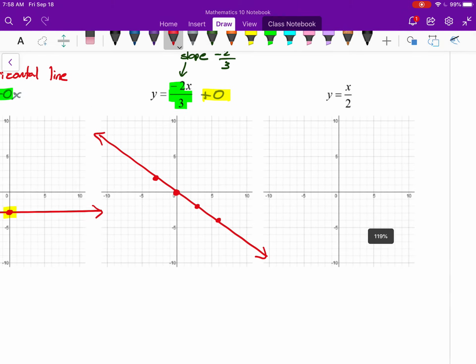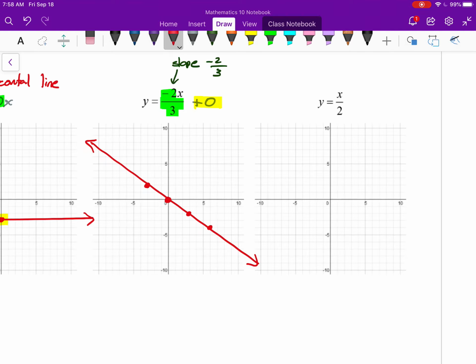All right, last one on this front page. y equals x over 2. What's going on here? Well, first of all, there's no constant like before. So I'll put a plus 0. I know this is going through 0, 0. OK, very important point.